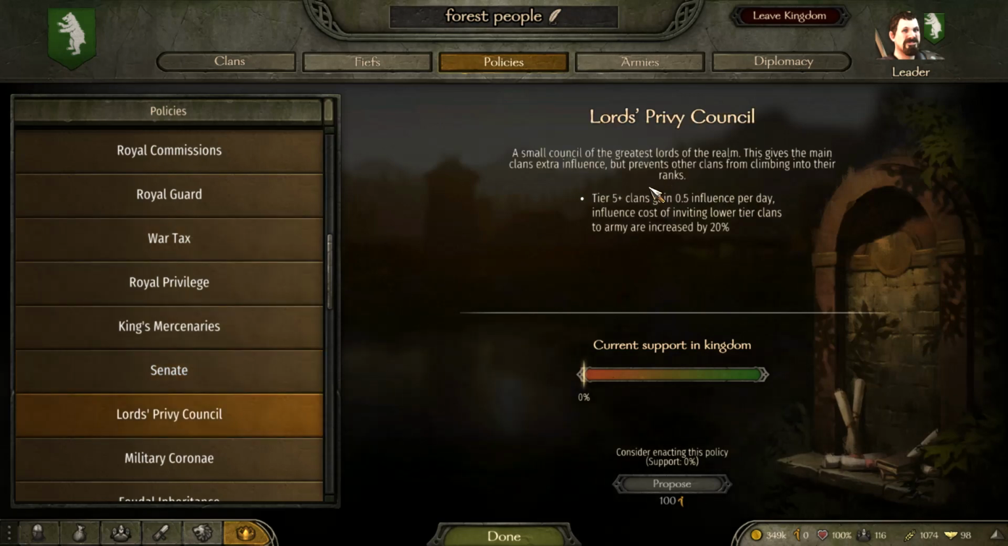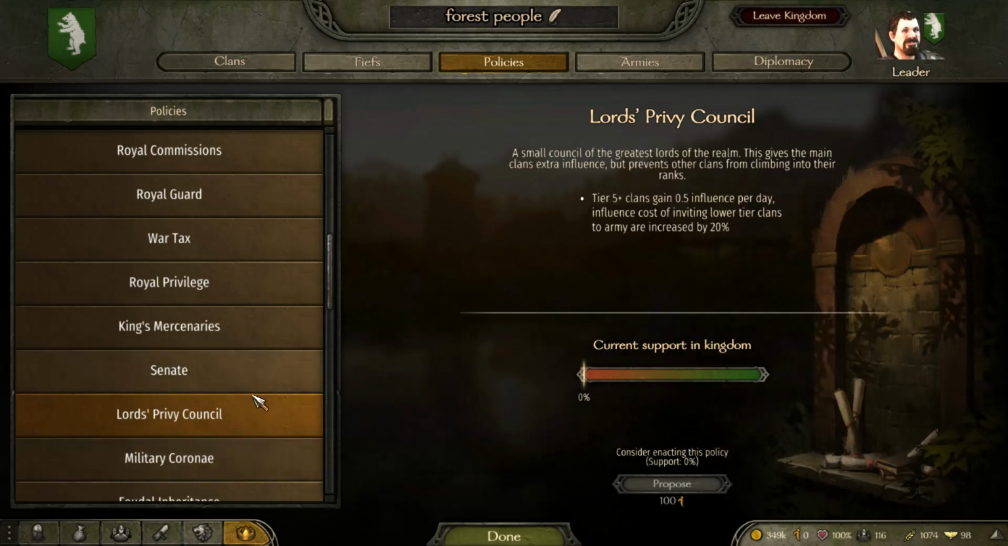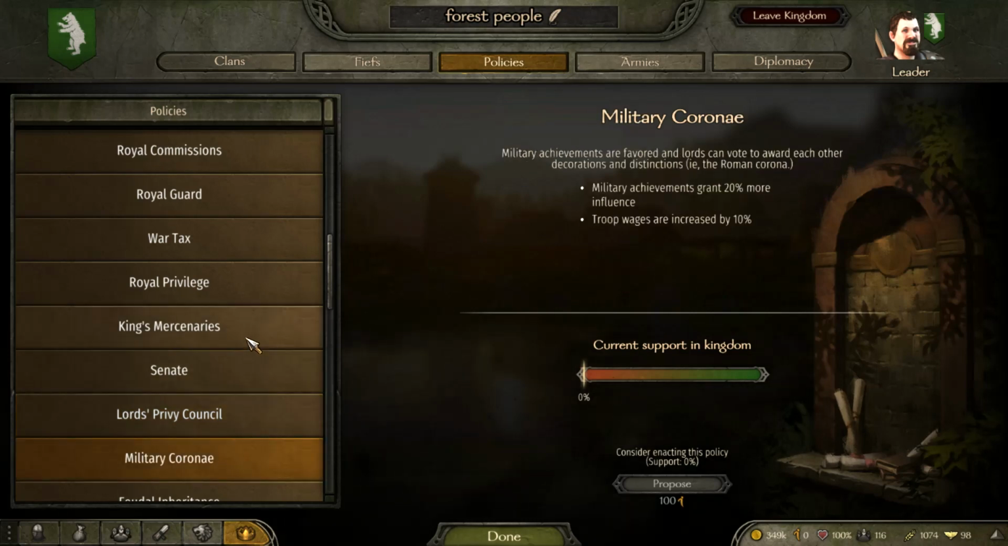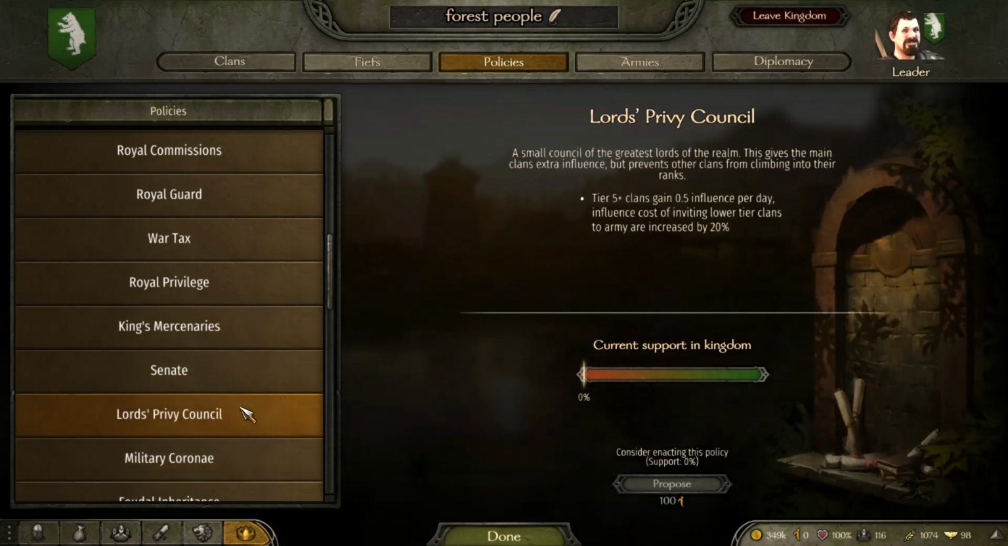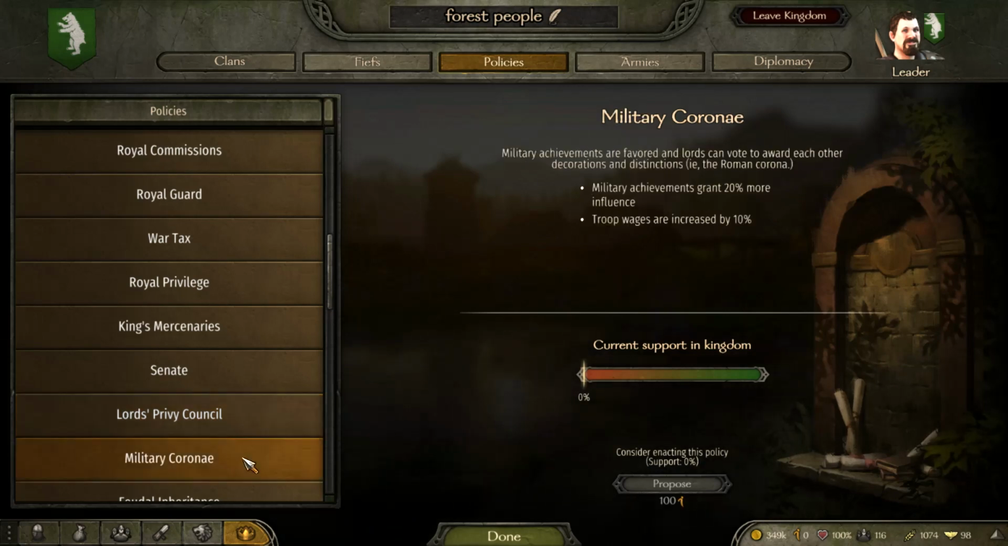Lords Privy Council, it's exactly the same thing, but just with tier 5 and tier 6s, and then anyone lower than that is going to cost 20% more influence to join to your armies. So it's exactly the same thing as the Senate, but more focused on the high tier clans, which again could benefit you more because you want those higher tier clans to form armies rather than the lower tier clans.